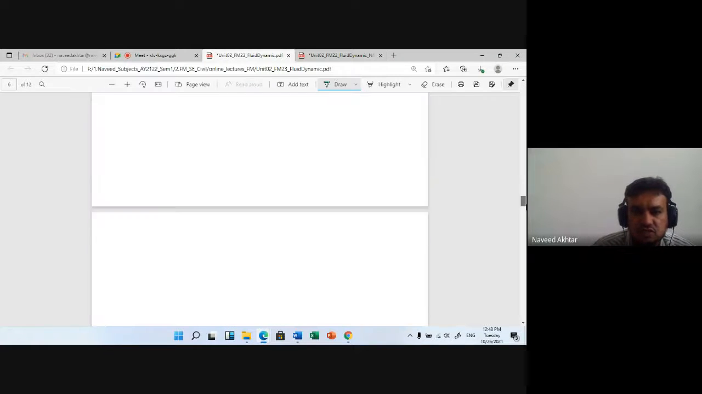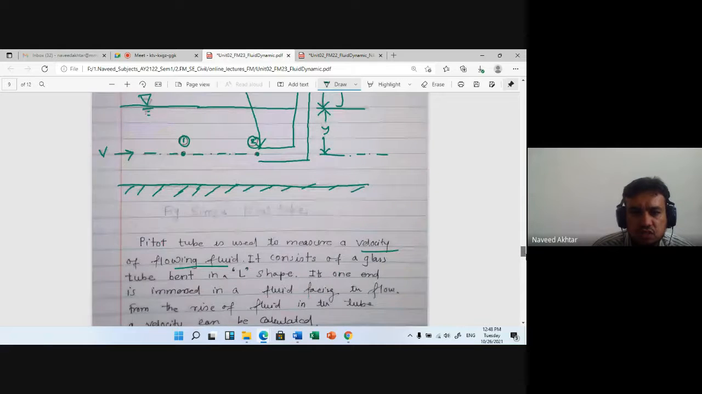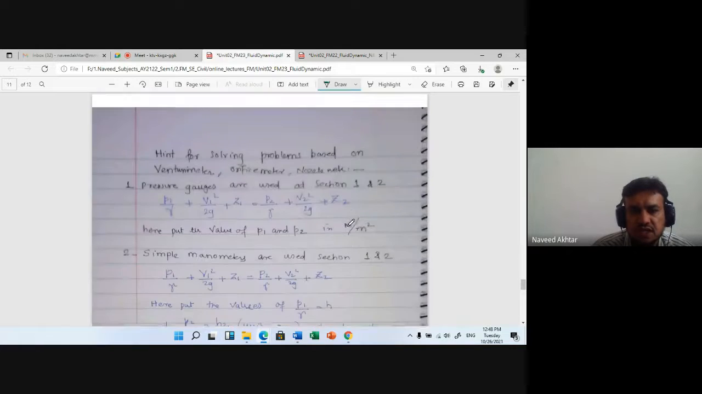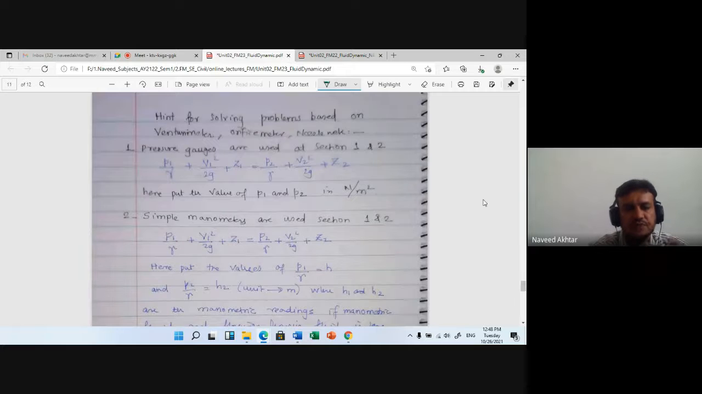So these are the different flow measuring devices you have seen, and based on that you can solve the examples. There are certain hints for solving the examples that we will see today, and then we will solve the examples tomorrow. The hint for solving problems based on the venturimeter, orifice meter, nozzle meter.